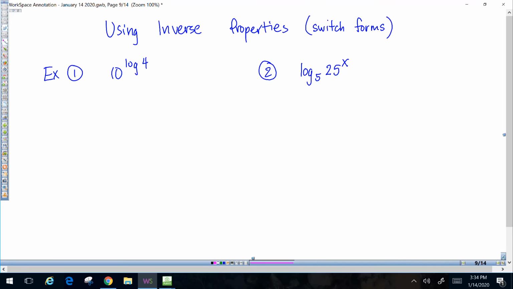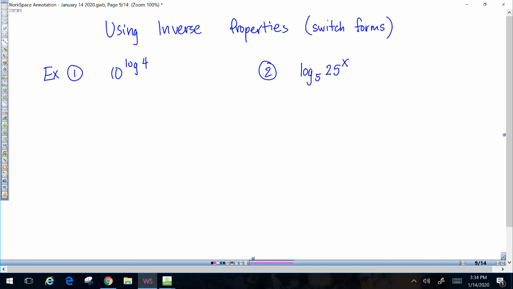These are our last two. Okay, so I'm a big fan of always switching forms. I like to use the inverse. The inverse of an exponential is a log. The inverse of a log is an exponential. So anytime I get something weird and I don't know what to do with it, I'm switching forms.